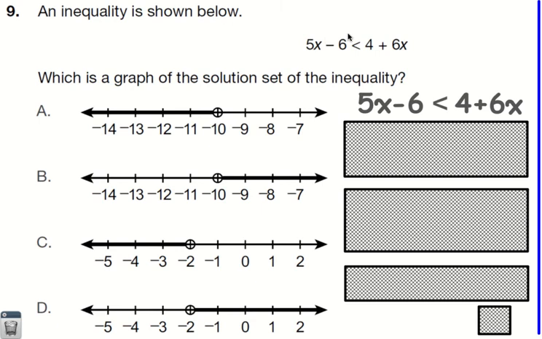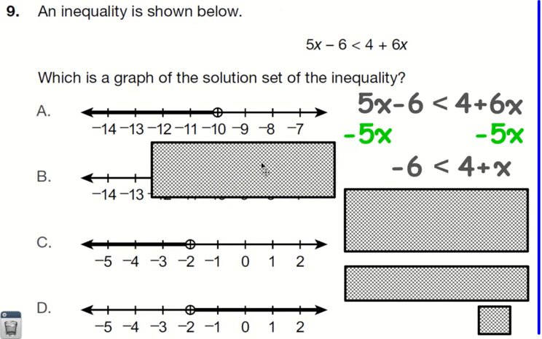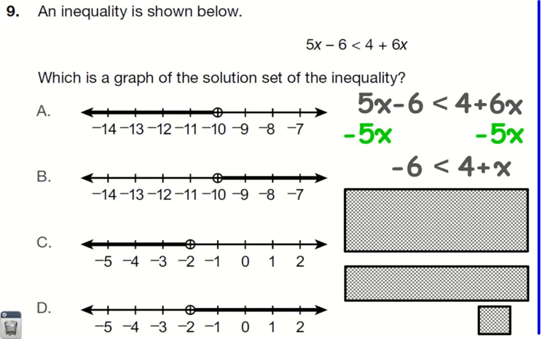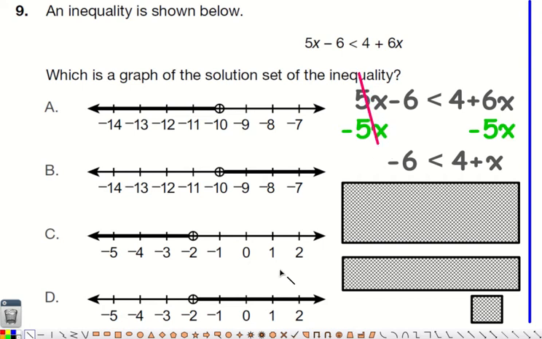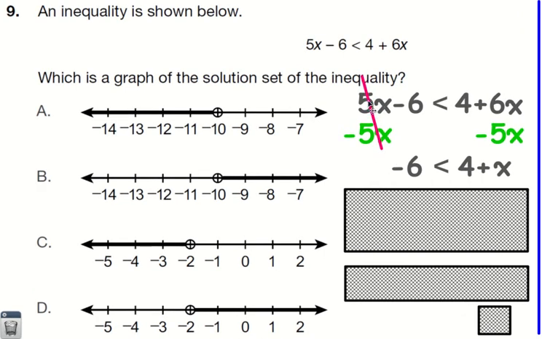Number 9, here's an inequality. Which is the graph? Well, I hope you almost immediately know that you must take this inequality and solve for X. First thing I'm going to do here in solving for X is subtracting 5X from both sides. Basically, I'm going to cancel out the X from the left side and have it over here on the right. So I have a positive X term over here.